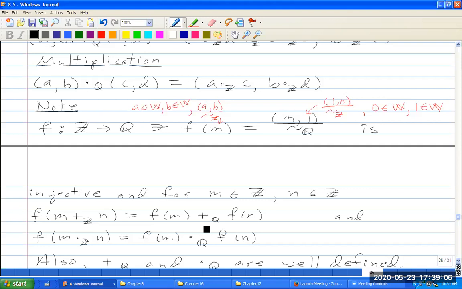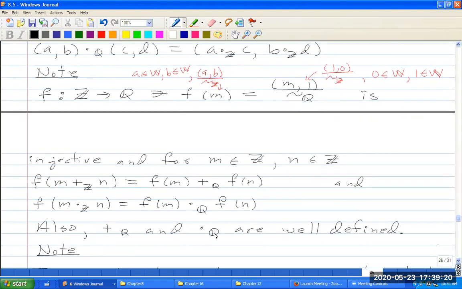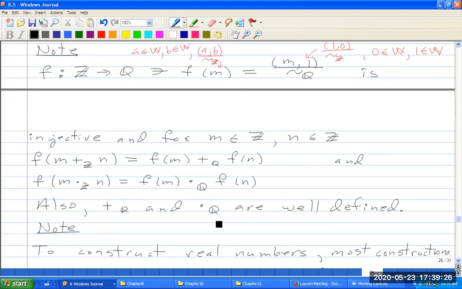f of m times n, these are integers, so this is integer multiplication, is f of m times f of n. These are rational numbers, and this is a rational multiplication. And again, multiplication and addition are well defined for integers. To construct the real numbers, well, it's too hard.